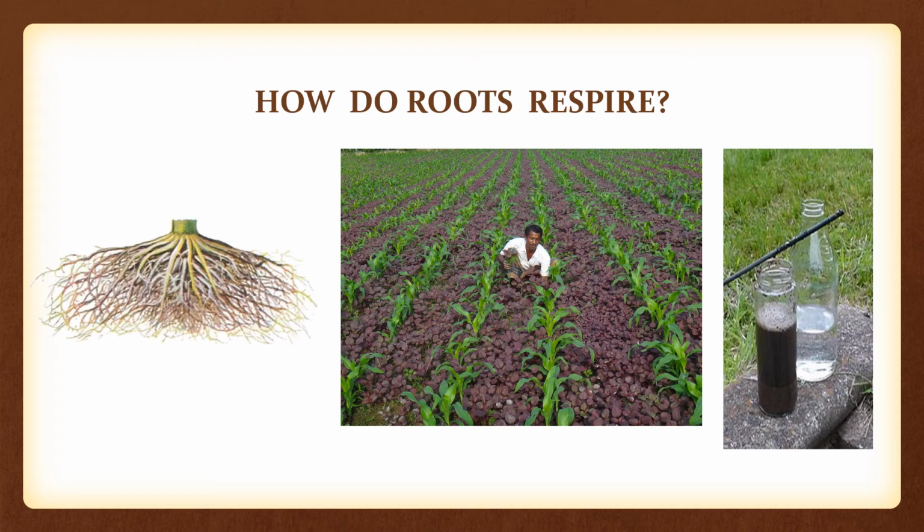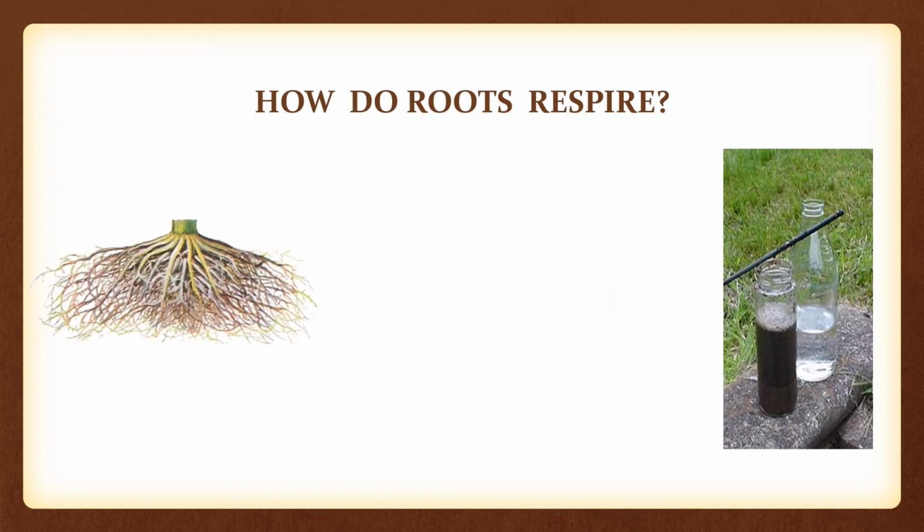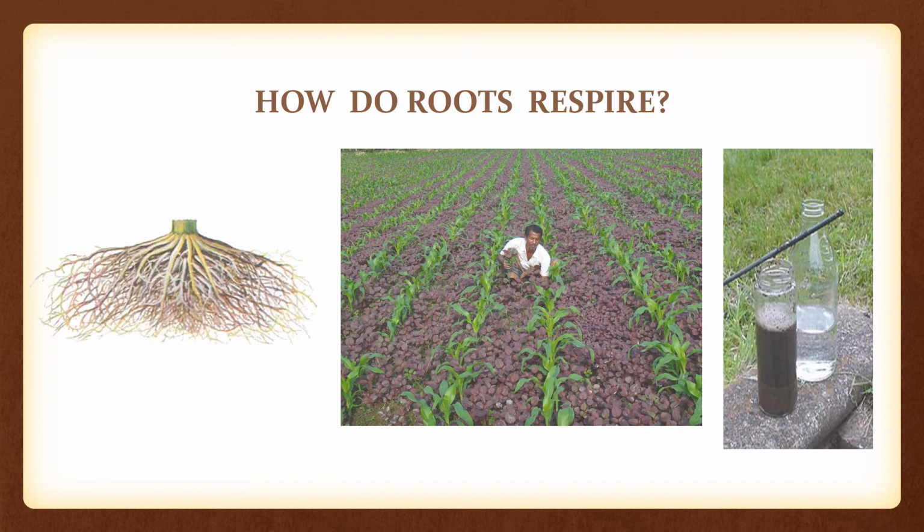Yes, on the other side you can see two bottles. In the first and second bottle, you see there is dark black soil put in the bottle, and there are bubbles. You can see air spaces are present there in the soil. This is the activity. Okay, so how do roots respire? Roots take in air, oxygen from the air spaces present between the soil particles. Is it clear?